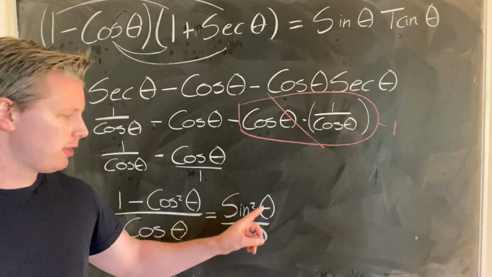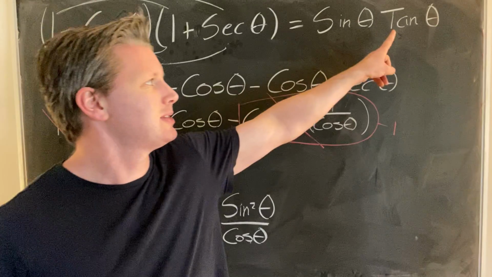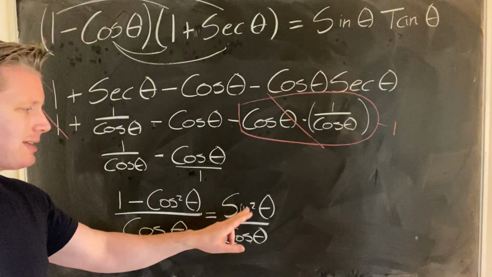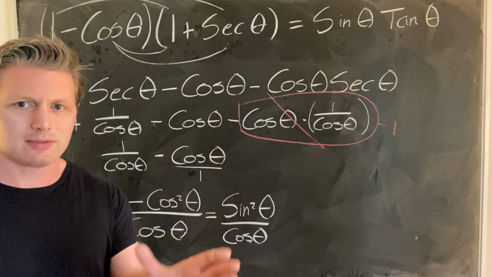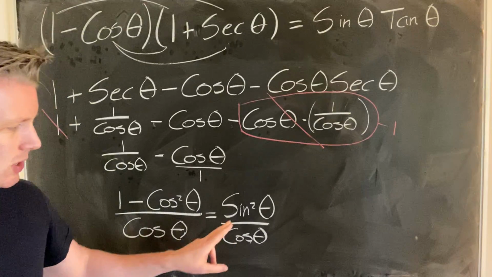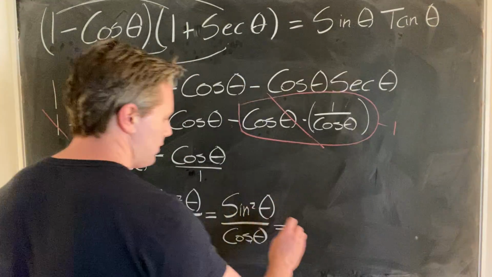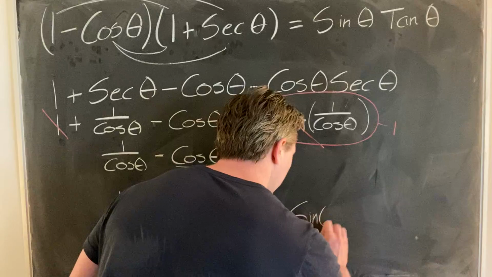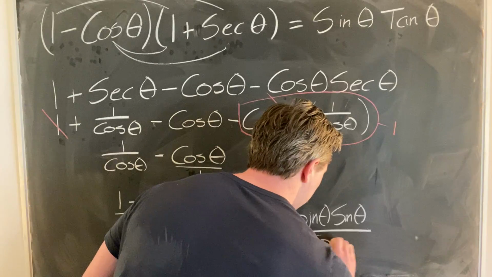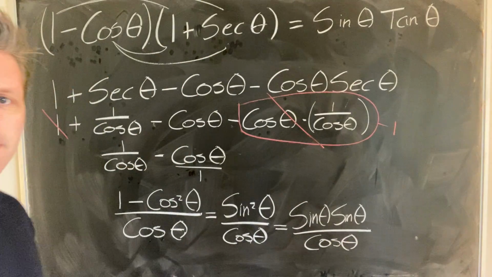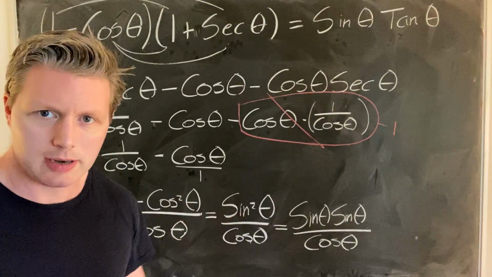Okay, well sine squared theta, again, keep in the back of my mind that this is what I want. I want sine theta times tan theta. So is there anything else I can do? Well, I know that sine squared theta is simply sine theta times sine theta. X squared is x times x. 10 squared is 10 times 10. So I can separate this as sine theta times sine theta all over cos theta.